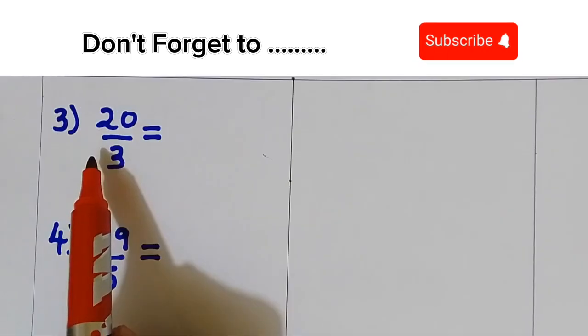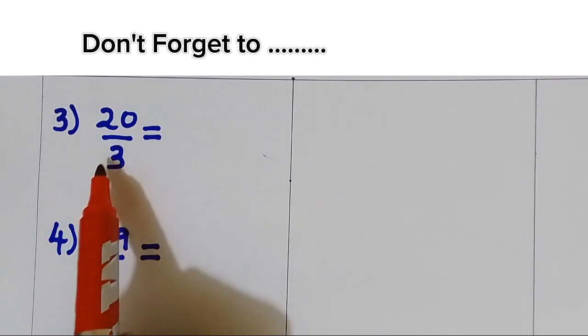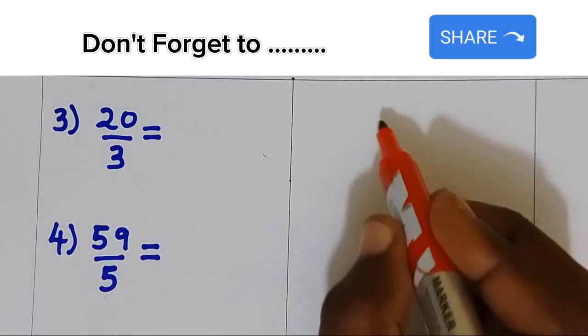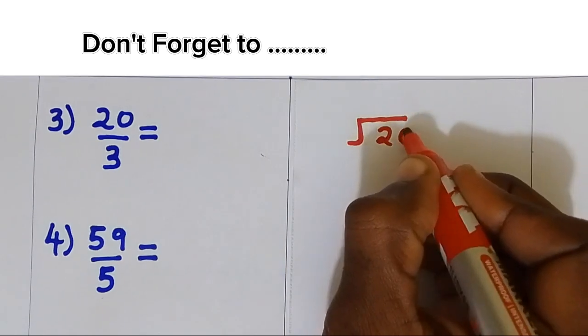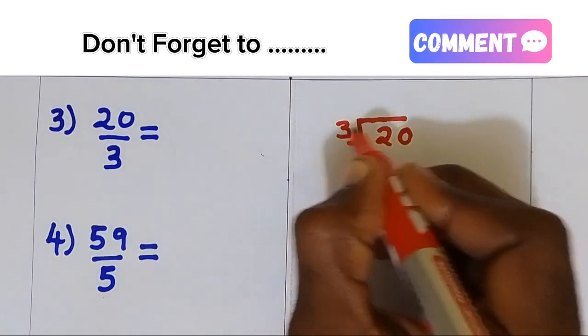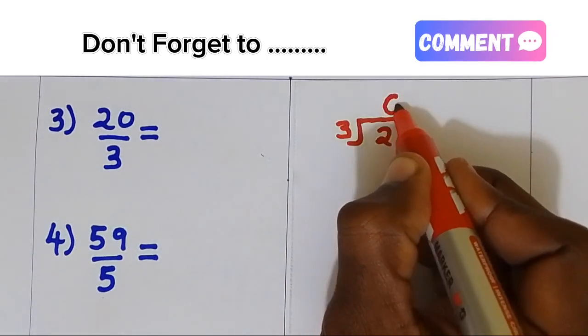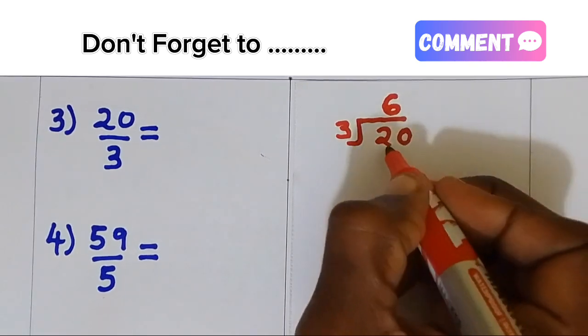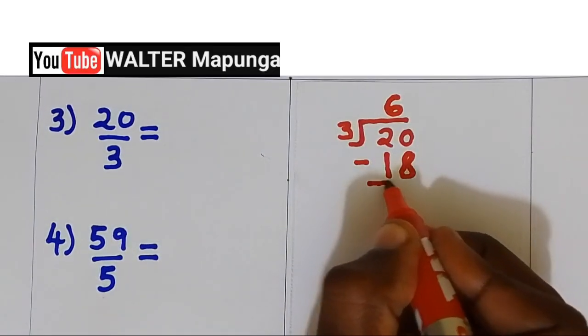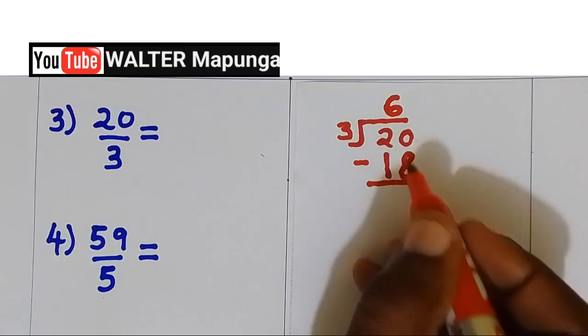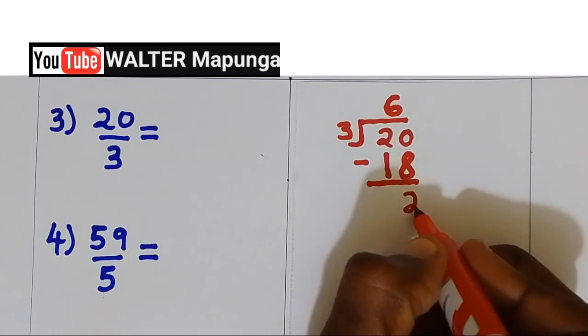Let's go and do question number 3, which we have 20 over 3. I'm going to my working space here. I'm going to divide. 20 divided by 3. It goes by 6. 6 times 3, I'm going to get 18. Take away. Borrow 1 from 2 is going to be 10. Take away 8, remain 2.